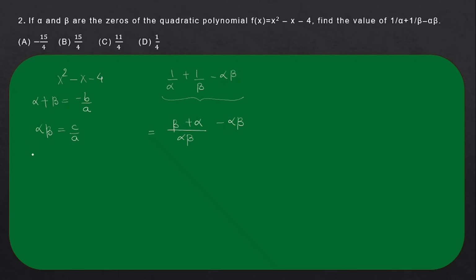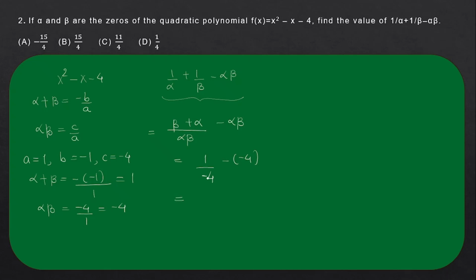Let us find it out. From the question, A, coefficient of x square, is 1, B, coefficient of x, which is minus 1, C is minus 4. So what will be alpha plus beta? Minus B by A. That is alpha plus beta is 1. Alpha into beta, C by A, is minus 4. Let us substitute these values in the given expression. Beta plus alpha is 1, alpha into beta is minus 4, minus minus 4.